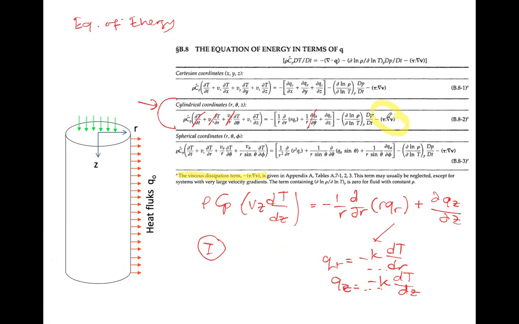We end up with the viscous dissipation term, Phi, and this one is also usually neglected, except for a system with very large velocity gradients. This also is neglected because we don't have change in pressure. So we end up with this equation: rho Cp v_z dT/dz equals minus 1/r d(r q_r)/dr minus dq_z/dz. And then you can change q_r equal to this one, q_z equal to this one. Give me 1 second.